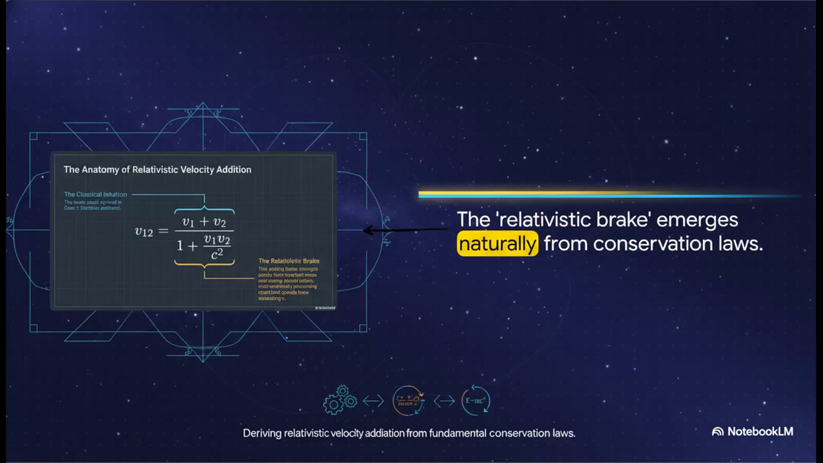And there it is. We did it. We derived Einstein's exact formula. You can see the classical part, our old friend v1 plus v2, sitting right there in the numerator. But that denominator, that relativistic break that just emerged, it came right out of the conservation laws. It's the universe's own built-in speed limit.